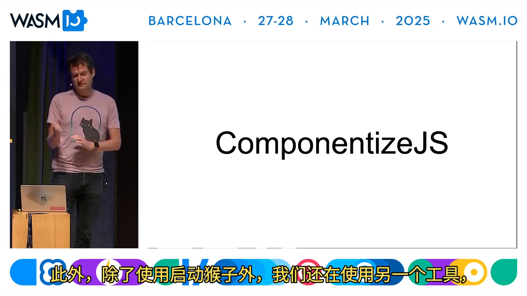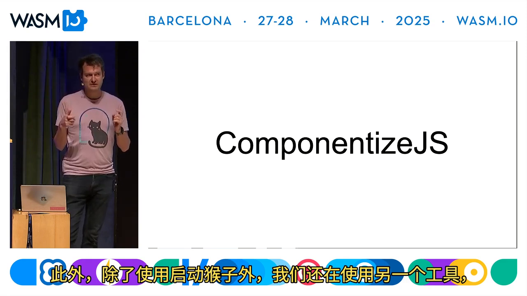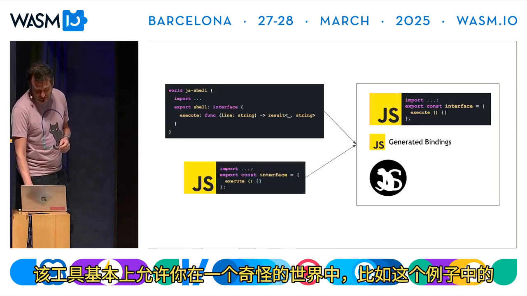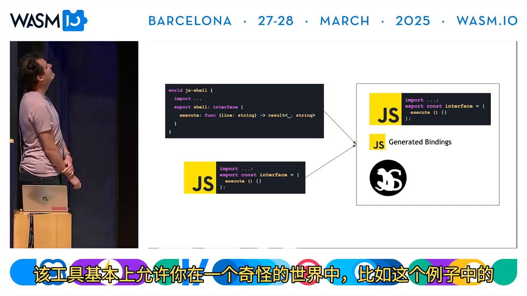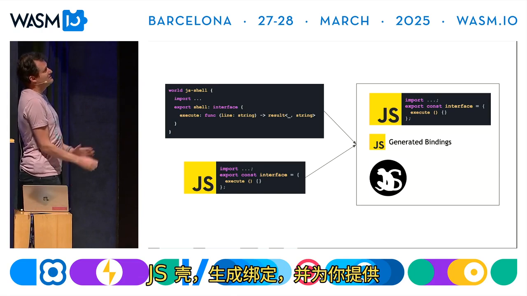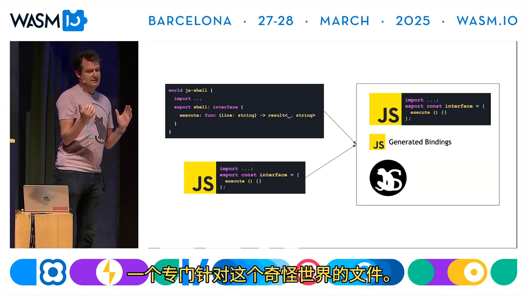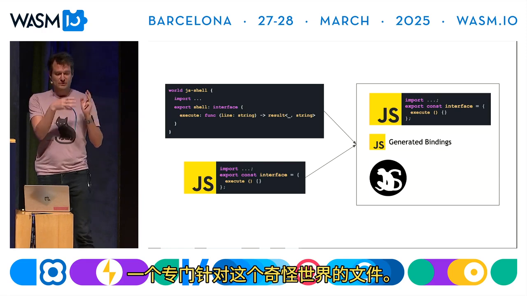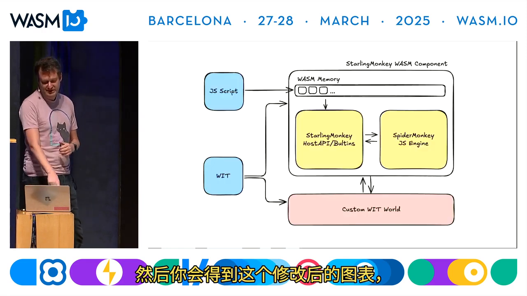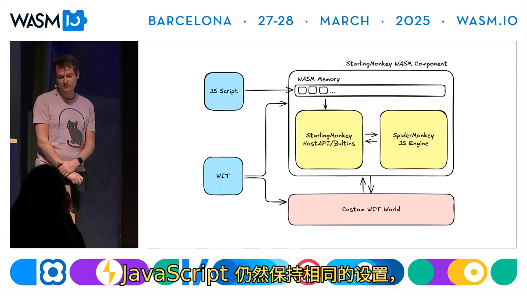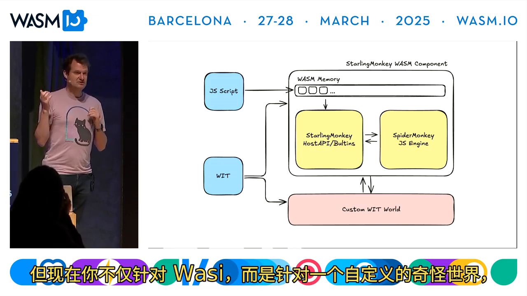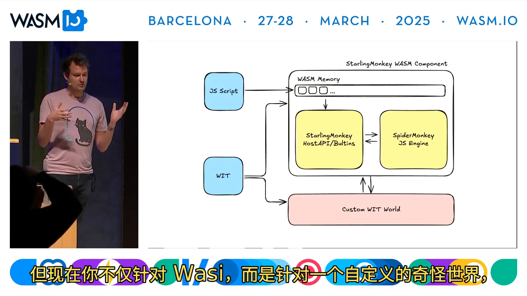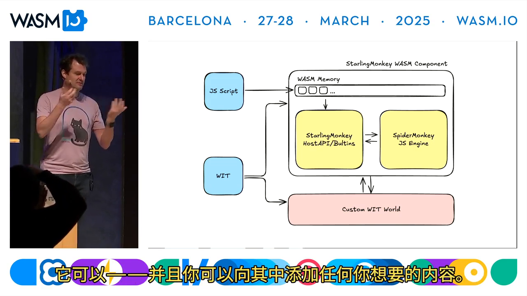Additionally, in addition to using StarlingMonkey, we're using another Bytecode Alliance project called ComponentizeJS, which basically allows you to take a custom world, in this example, JS shell, and generate bindings for it and give you a new Wasm file that is specialized to this custom world. And then what you get out is this amended diagram. The JavaScript is still exactly the same setup, but now you're not just targeting WASI, you're targeting a custom world which can add whatever you want to add to it.